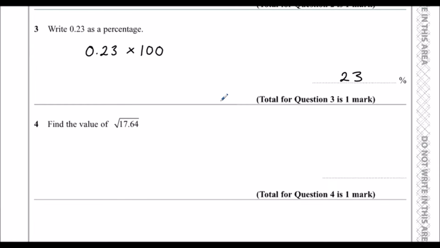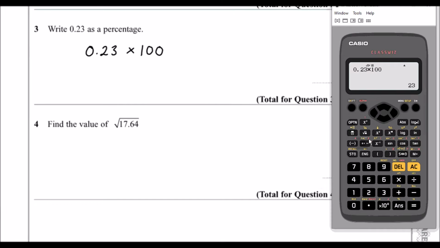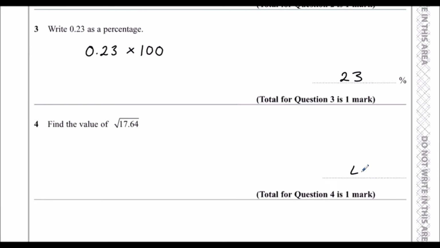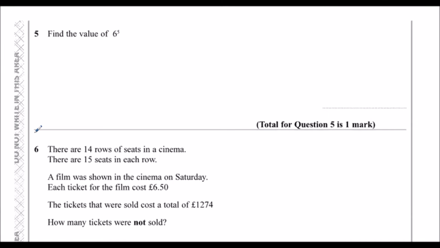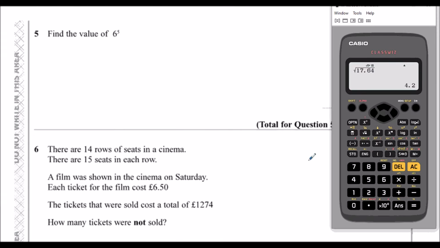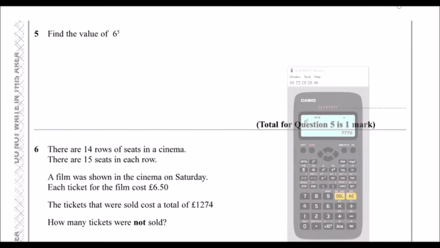Question 4. Find the value of square root 17.64. Again, we're going to use the calculator. So square root 17.64 is, I've got 21 over 5, or 4.2. Question 5. Find the value of 6 to the power of 5. So again, let's pick up the calculator. 6 to the power of 5 is 7,776.